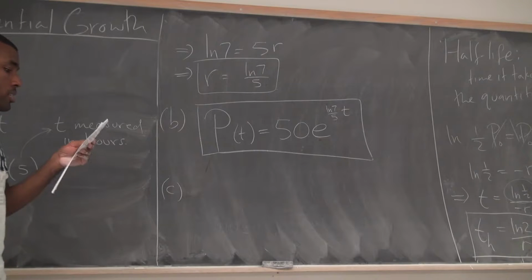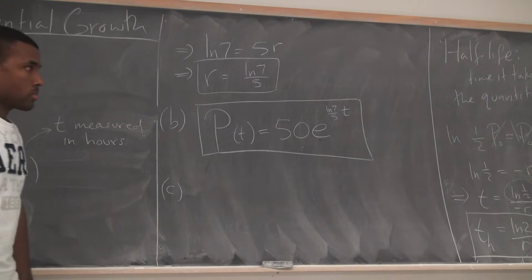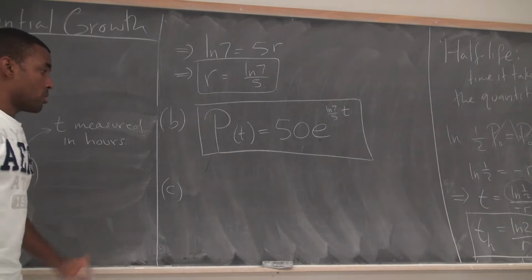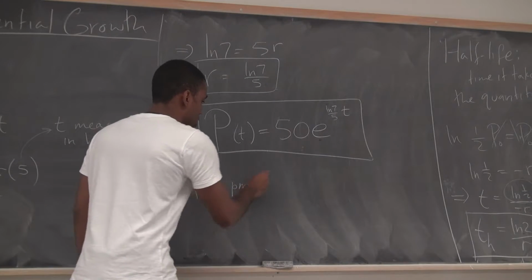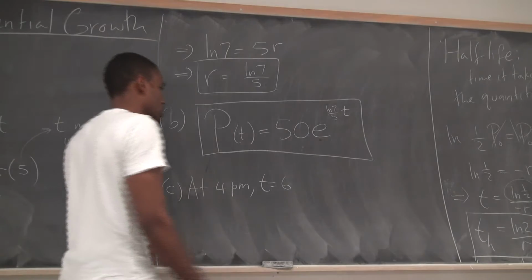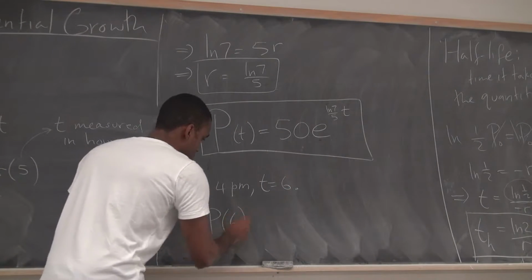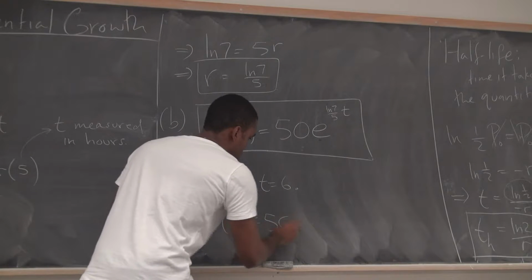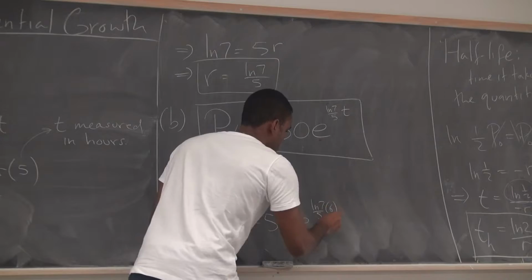That's good enough. Part C, what is the size of the population at 4 p.m.? Plug in 6 for T. Right, so at 4 p.m., this means t equals 6, right? That's 6 hours from the original time, which means the size is P of 6, which is 50 e to the ln of 7 over 5 times 6.